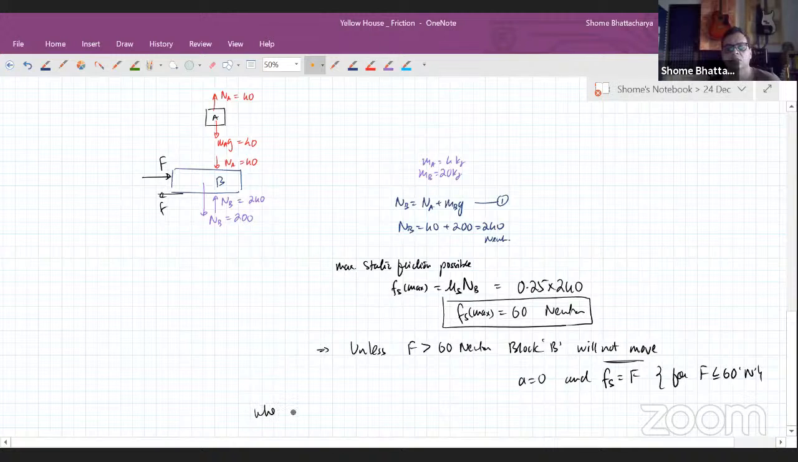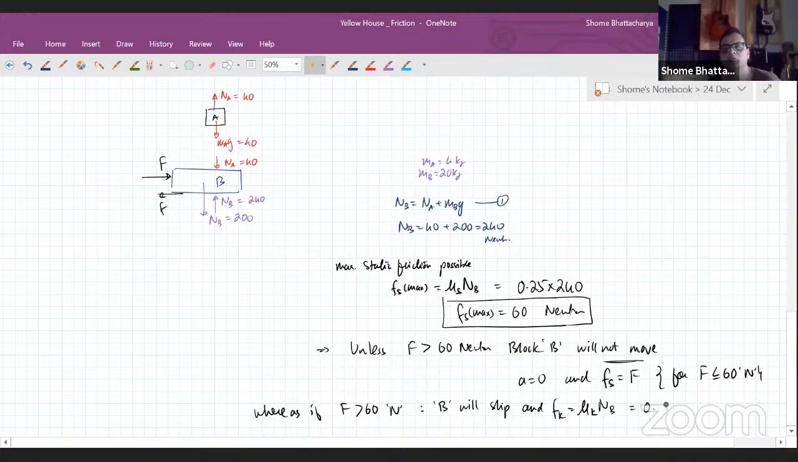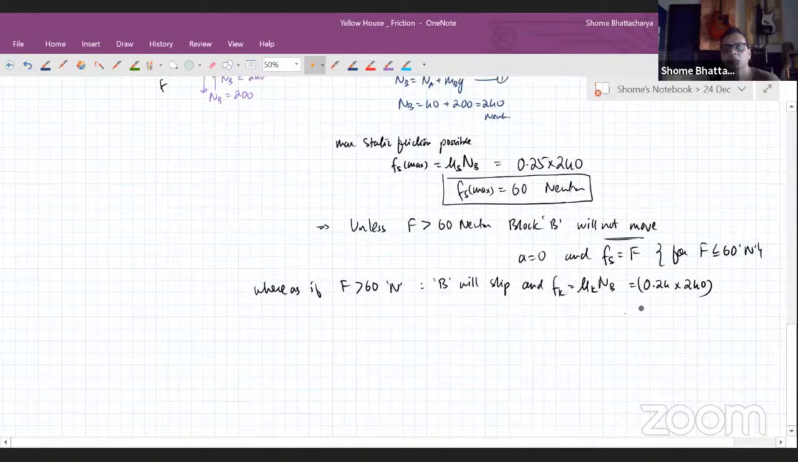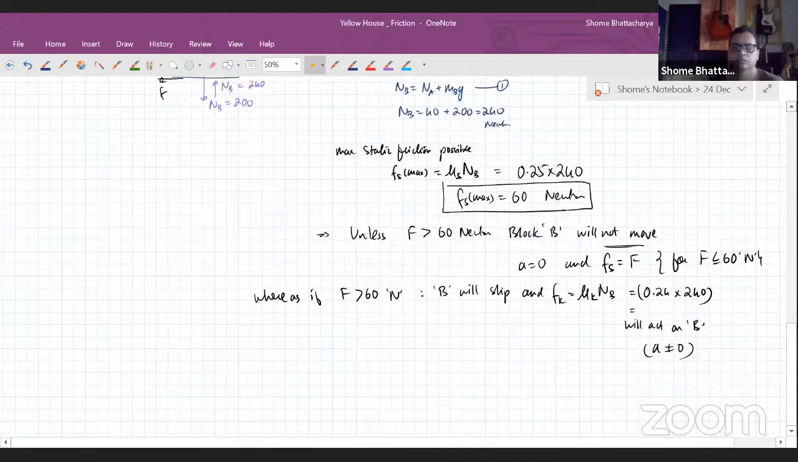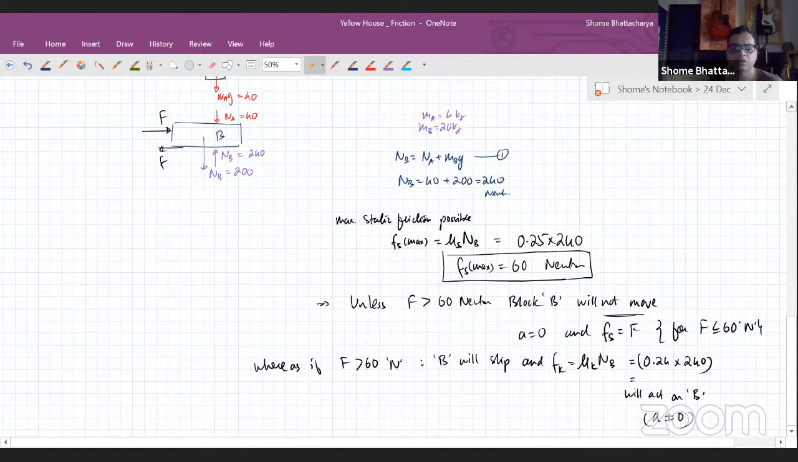Whereas if F is greater than 60 newtons, B will slip, and a kinetic friction, that is 0.24 into 240, will act. So we'll work that out, but the acceleration will be non-zero. So now work out the individual parts.